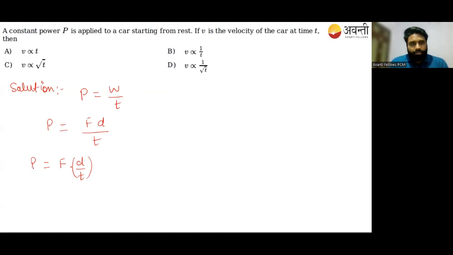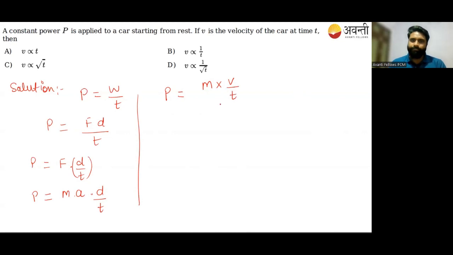Got it? So I can write this power as, what is the value of F? You can say it is mass into acceleration. Got it? And this is d by t. So from here, this mass, and what is this acceleration? This acceleration is nothing but velocity by time. Velocity per unit time is the acceleration. Actually, it is a change of velocity, but for simplification, I have mentioned only v here. So v by t is the acceleration.